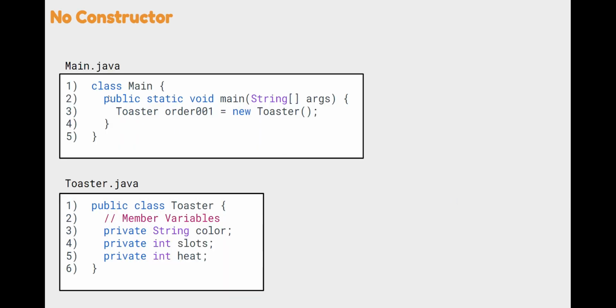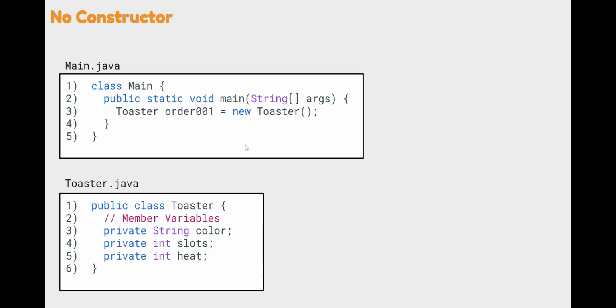Let's take a look in our main.java on line 3. We are declaring and instantiating a toaster object named order001, and we are assigning it what is returned when we call the toaster constructor with no parameters. So we are not specifying any of those initial values. We are not specifying that initial state. On the bottom, we have our toaster class, in which we have our class definition on line 1. We have 3 member variables starting on line 3, but we don't have a constructor.